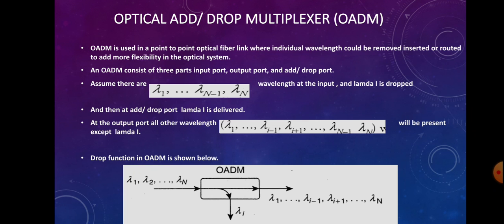So we will use the drop port of the OADM. You can see here the OADM drop port. Here the inputs are lambda 1 up to lambda n, and at the output one of the wavelengths should be dropped. So lambda I is dropped at the third port, and at the output port lambda 1 up to lambda n is obtained except lambda I. That means at the output port all the wavelengths lambda 1 up to lambda I minus 1 and lambda I plus 1 up to lambda n will be present, but lambda I is not present at the output because it is dropped at some other channel. The pictorial representation of this OADM drop function is shown in the figure.